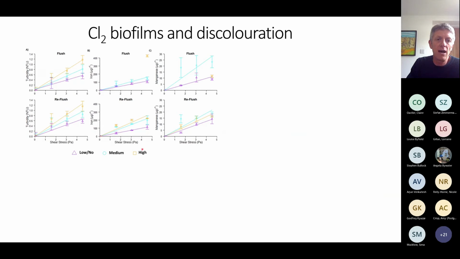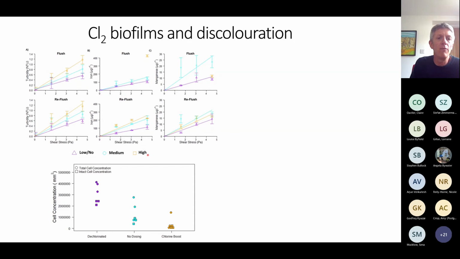And again, you can see the high chlorine regime is the yellowy data, the highest turbidity. We actually repeated that for a month's growth from a clean system. And the second set of data here is after we'd flushed it, we then let it grow for another month. And again, you still saw the highest turbidity, iron and manganese, from that high chlorine regime. Totally the opposite of what we were expecting.